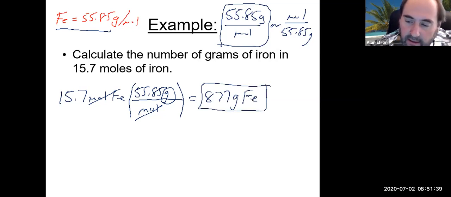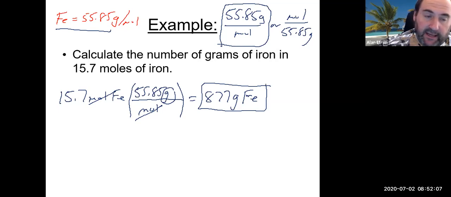Any question on that calculation there? In terms of sig figs, if you're curious, the molar mass is considered a conversion factor, so you don't worry about it. The original number we started with was 15.7, which has three significant figures, and we would round it to 877, which is three significant figures. On my calculator, I had 876.845, so we rounded up to 877. Any questions on that particular one there?